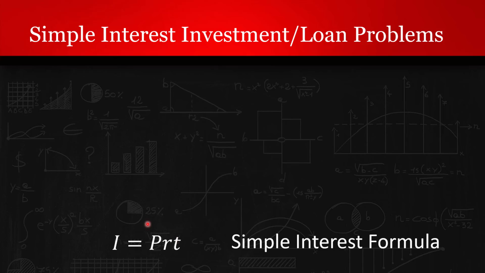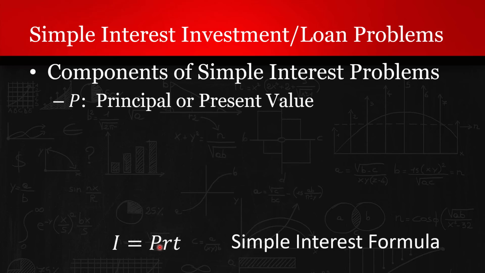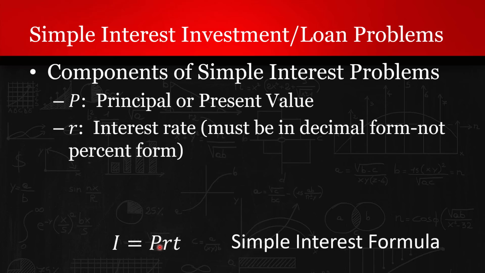In our last video, we talked about the simple interest formula. This is the interest from the simple interest formula, and of course, P is the principal or present value, R is the interest rate, and T is the time. Now, in the previous video, we talked about this from the perspective of a loan. Here we're going to talk about it from the perspective of an investment.